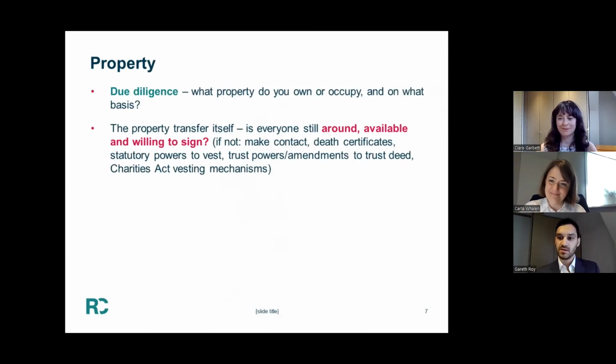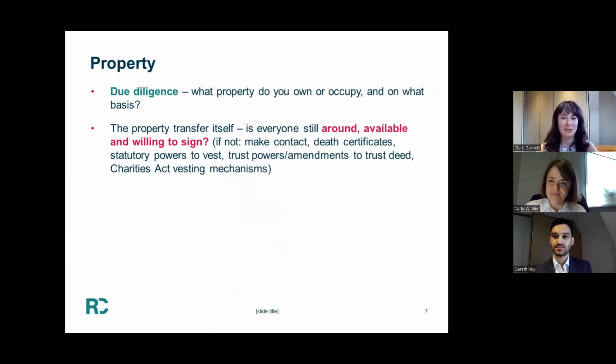Then I'm going to hand over to my colleague Claire now to talk about some of the particular issues that arise with land when you're incorporating a charity. Thanks very much, Gareth. So I'm a senior associate specialising in property law for charities.